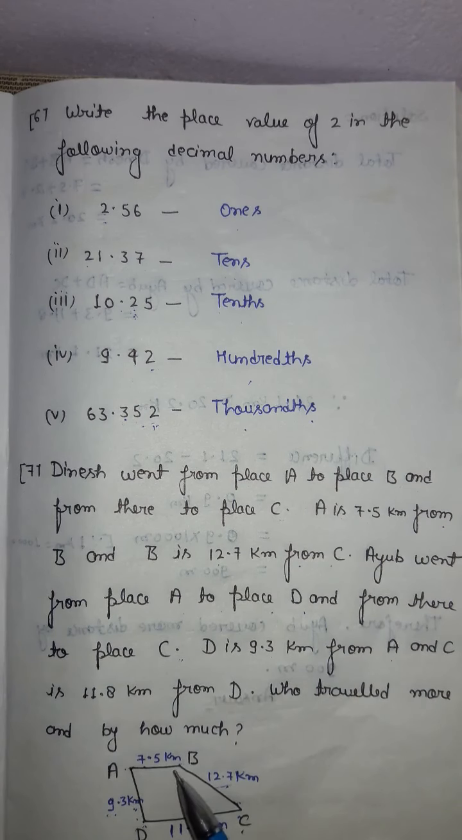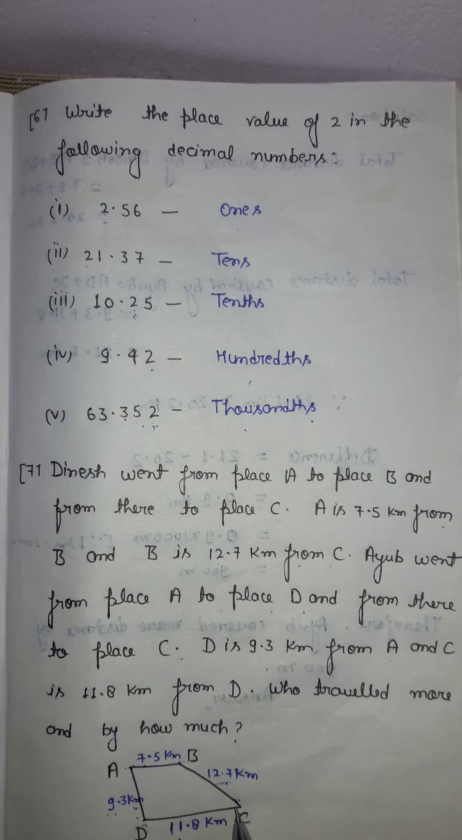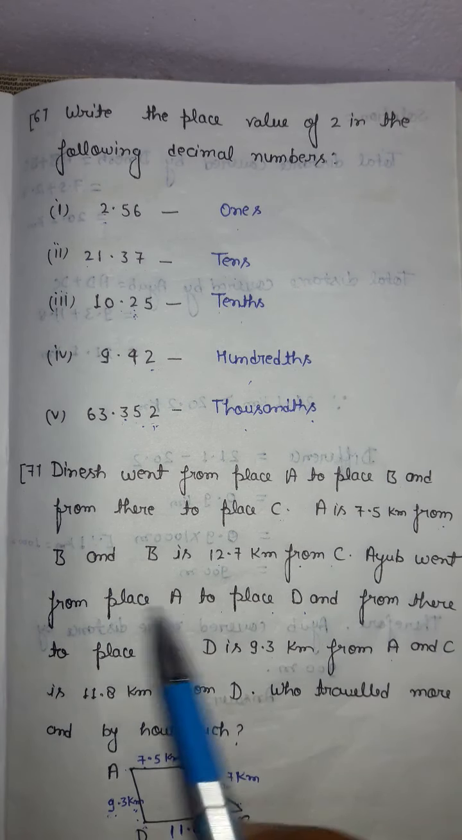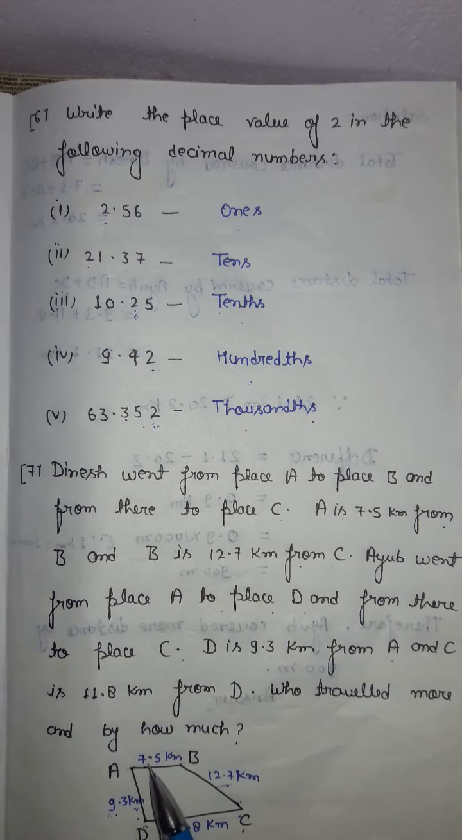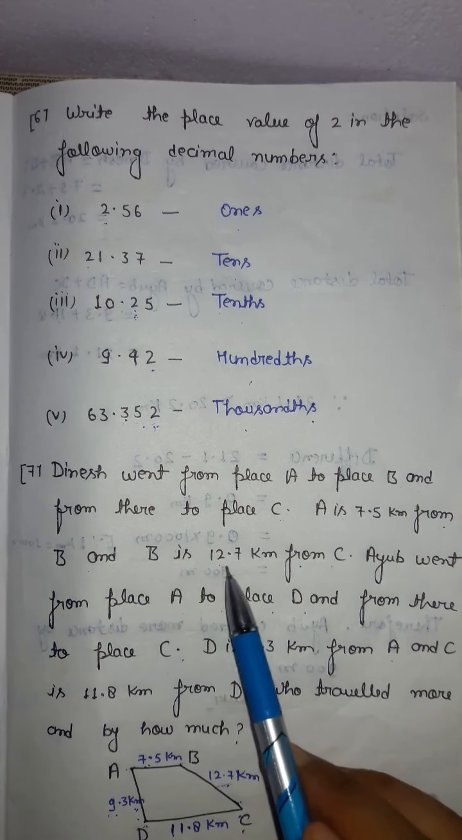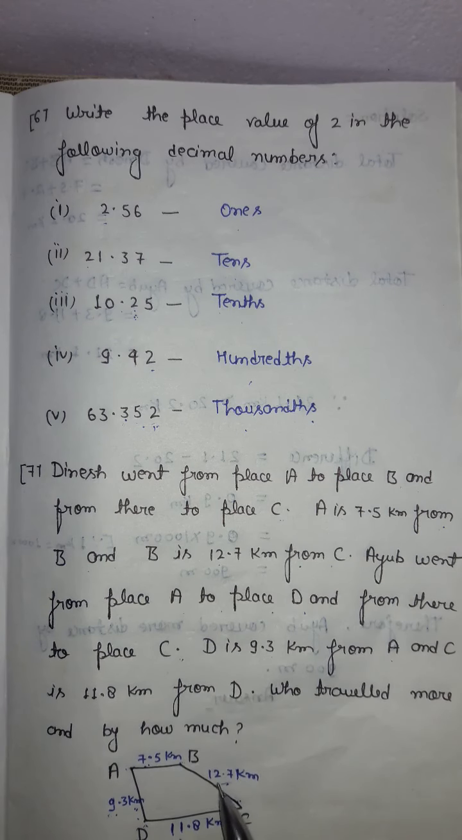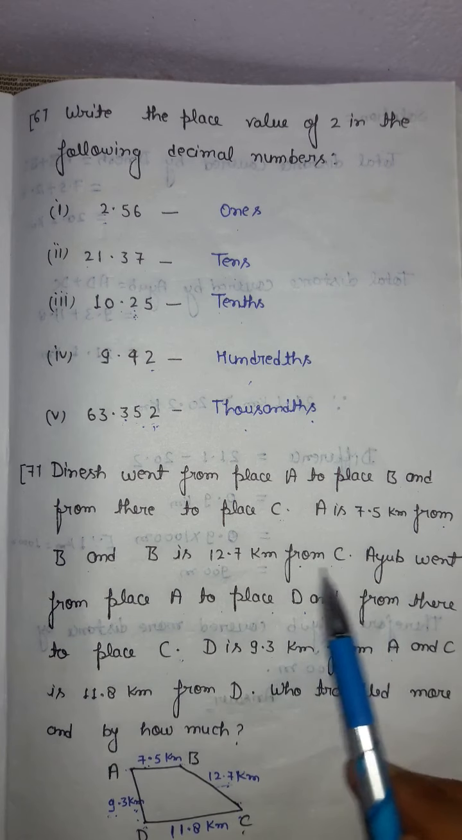दिनेश जो है पहले ए से बी तक का डिस्टेंस कवर करता है, फिर बी से सी तक का डिस्टेंस. आफ्टर दैट ए इज 7.5 km फ्रॉम बी. जो ए है उसकी डिस्टेंस बी से कितनी है 7.5 km, एंड बी इज 12.7 km फ्रॉम सी, एंड द डिस्टेंस बिटवीन बी एंड सी इज द 12.7 km. अप टू हेयर मीनिंग वाज ऑफ इट.